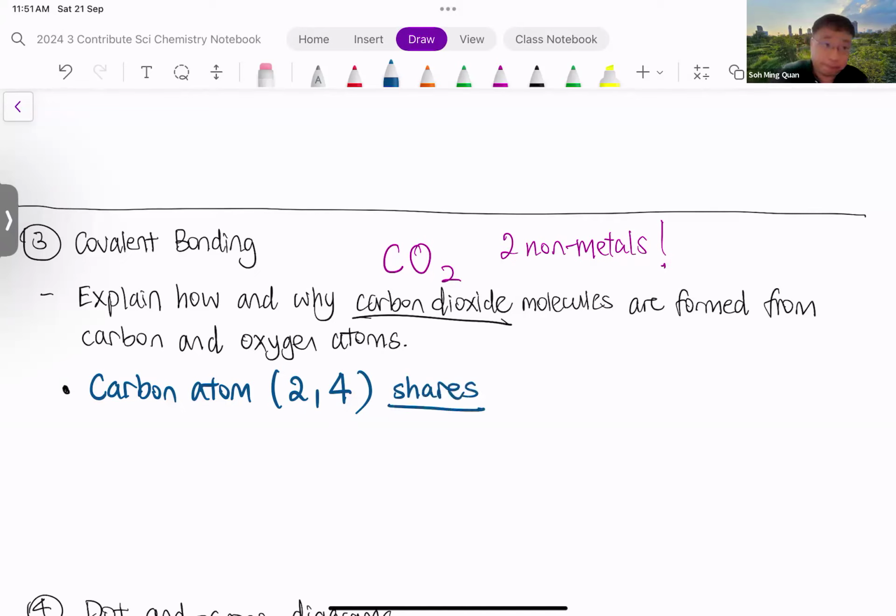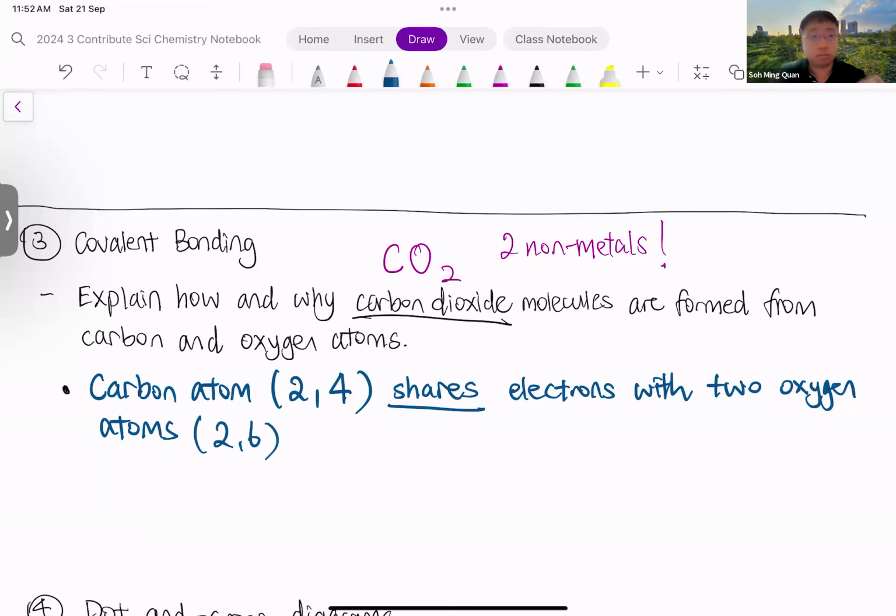Carbon can share. So the carbon atom shares electrons. The question is, how many? It shares electrons with 2 oxygen atoms. I know it's 2 oxygen atoms because the formula is CO2. CO2 means 2 oxygen. Each oxygen is 2, 6, right?